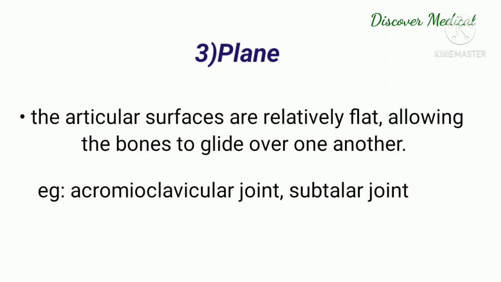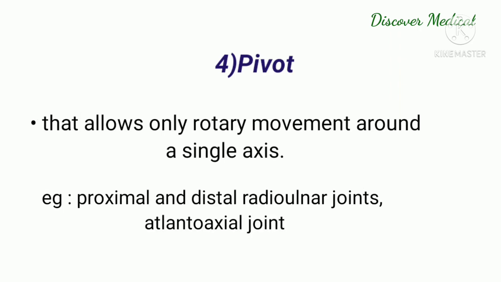Plane. The articular surfaces are relatively flat, allowing the bones to glide over one another. For example, acromioclavicular joint and subtalar joint. Pivot. That allows only rotatory movement around a single axis. For example, proximal and distal radioulnar joints.